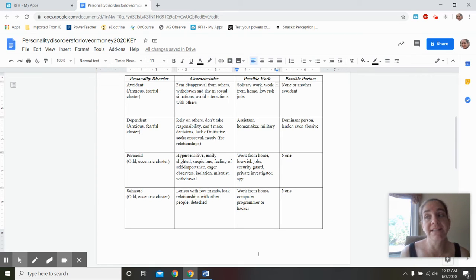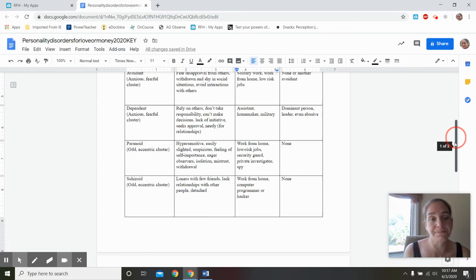As I said, if you find the right job or the right partnership, if applicable, then you can be pretty functional. So an avoidant personality, if they have a solitary profession, work from home, or have a low risk job, can be pretty useful in society. As you can imagine, avoidant personalities do not tend to get in relationships because of the nature of their disorder. However, sometimes they will find another avoidant as a partner.